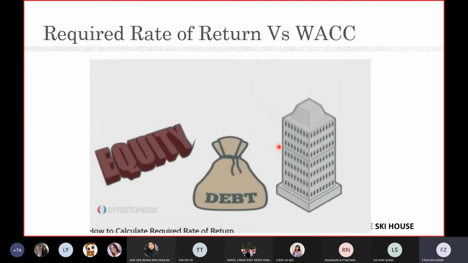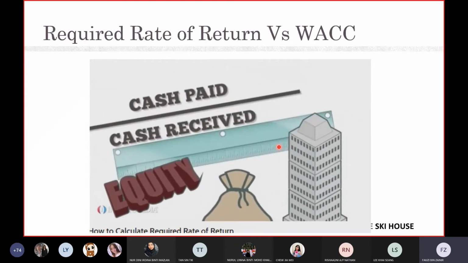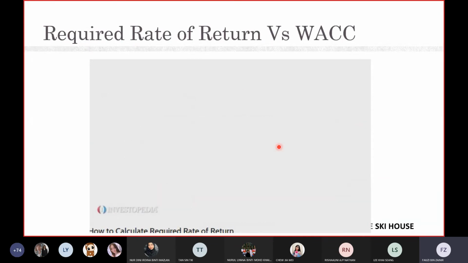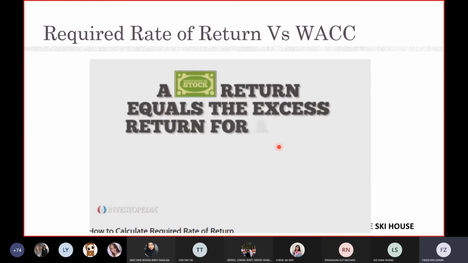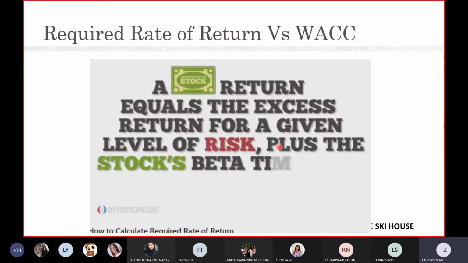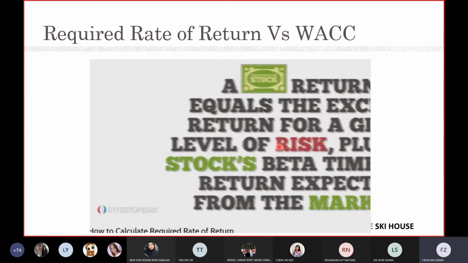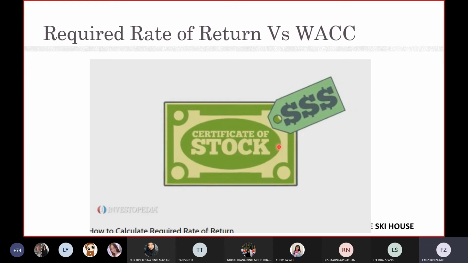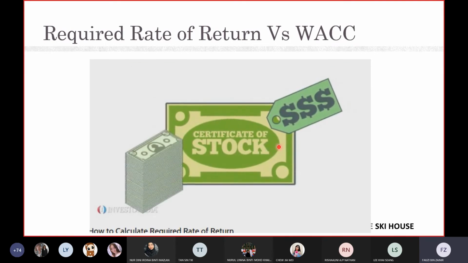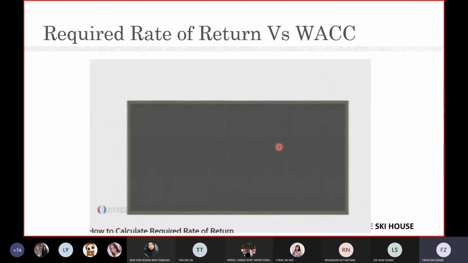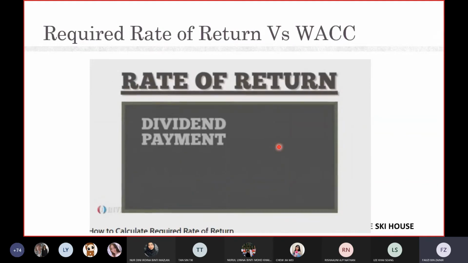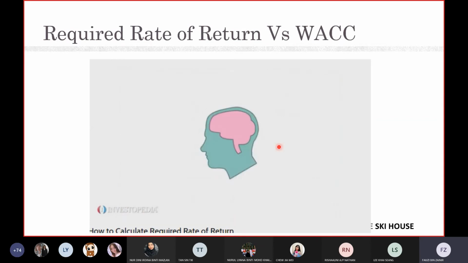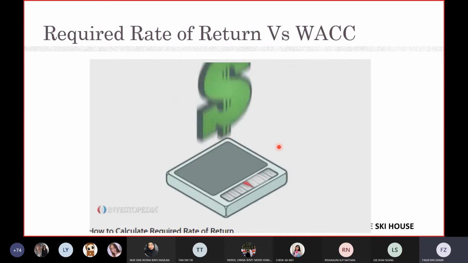Equity, debt, and corporate expansion decisions come down to measuring the cash received against the cash paid. The required rate of return can provide such calculations. A stock's return equals the excess return for a given level of risk plus the stock's beta times the return expected from the market. Another use is the dividend discount approach, which provides a model for determining the intrinsic value of a stock based on a future series of dividends that grow at a constant rate. The required rate of return would be the dividend payment divided by the stock's current value plus the growth rate of the dividend. Investment decisions in corporate finance come down to the weighted average cost of capital.